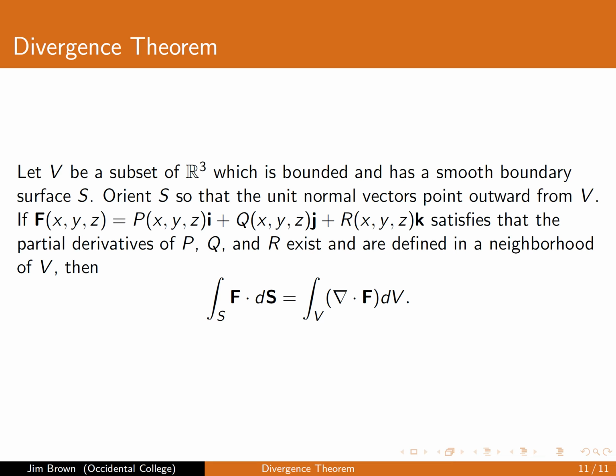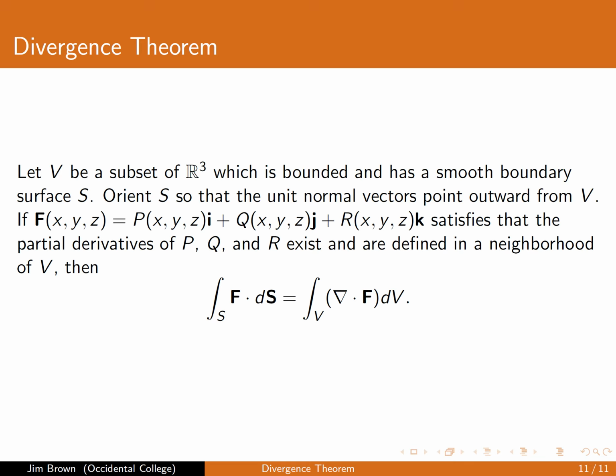And so finally, we can now state the divergence theorem. We're going to let V be a subset of 3-space which is bounded and has a smooth boundary surface S. We're going to orient S. Since it's bounded and has a boundary surface, there's an inside and an outside to this. So we're going to orient our surface so that the unit normal vectors point outward from V. We'll see a picture of this on the next slide.